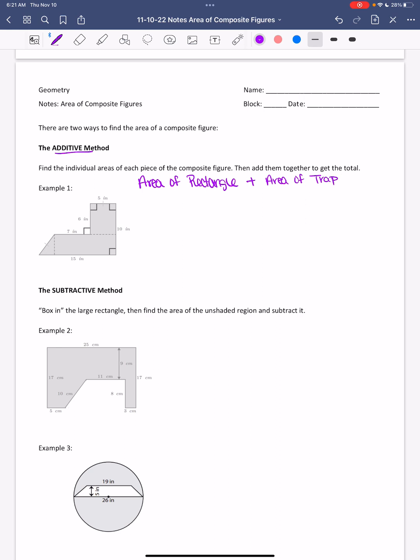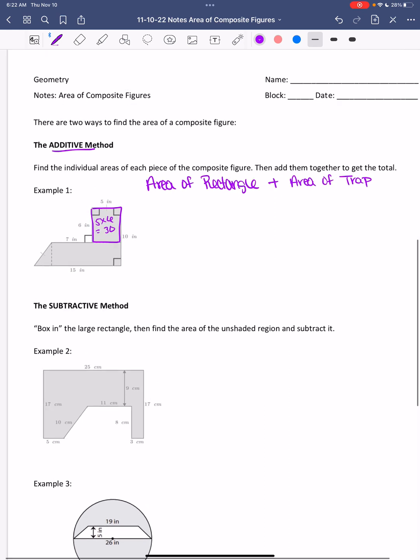So the rectangle that I'm talking about is going to be right here. Now the sides that are going with it are 5 times 6, and that is going to equal 30. That's the rectangle I'm talking about. Most of you guys probably thought that bottom, but this is going to be the rectangle I'm talking about right here.